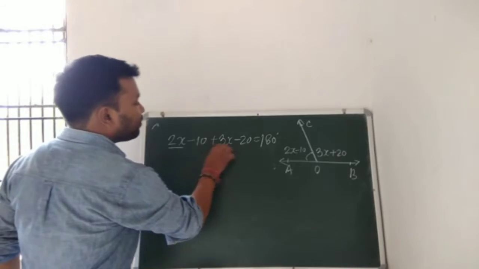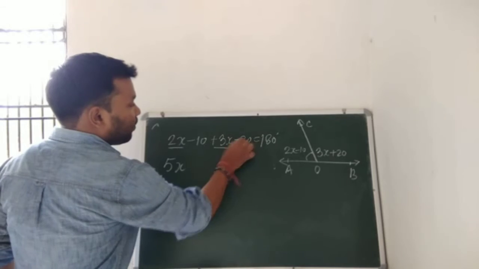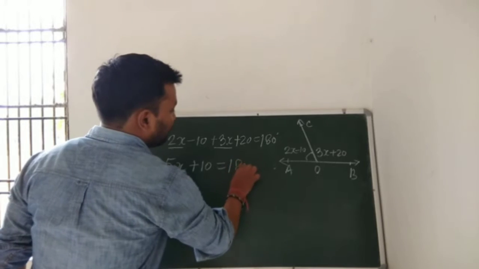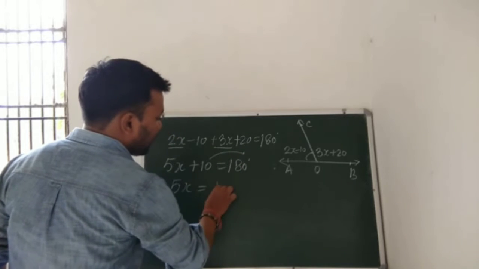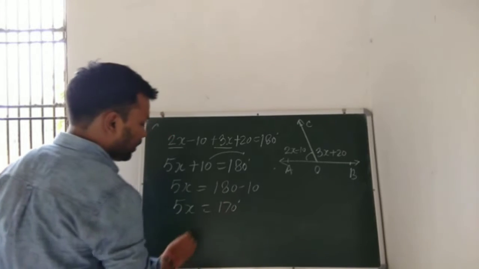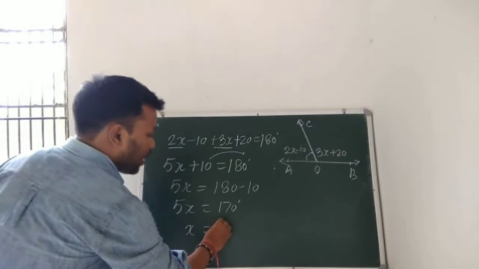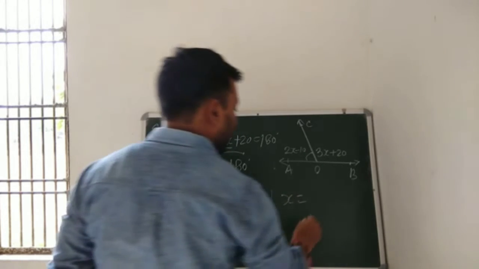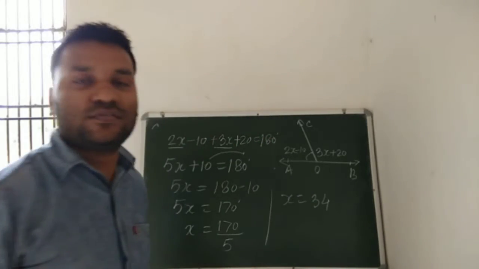Now 2x and 3x are like terms, so we will add them and we will get 5x, plus 20 and minus 10 will be plus 10, and it will become 180. Now for 5x, we will take this 10 to the RHS and it will become minus 10, and thus we will get 5x is equal to 170 degrees. And now we will transfer this 5 to the RHS and it will become 170 divided by 5, and thus we will get the value of x, that is 34 degrees. The value of x will be 34 degrees.